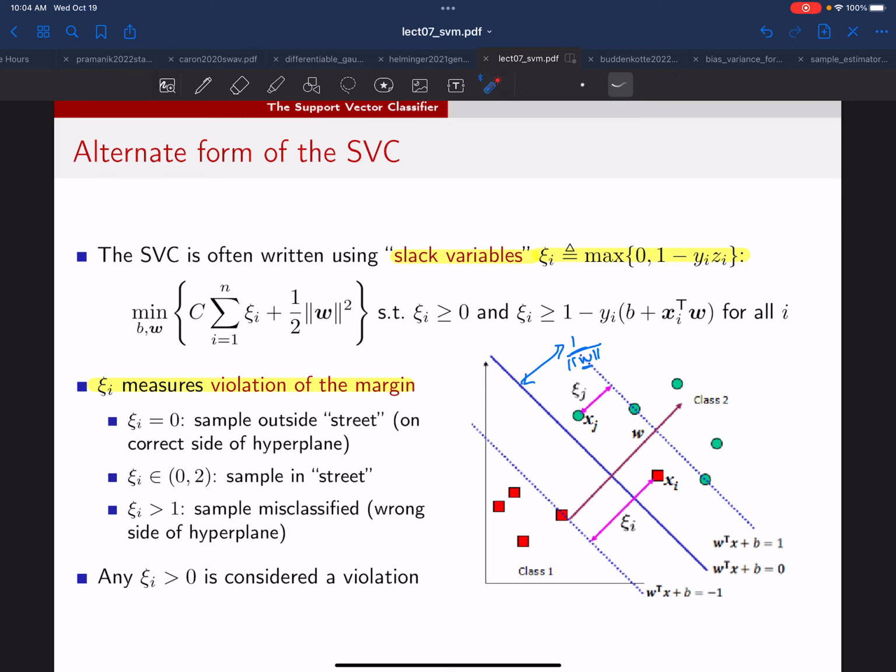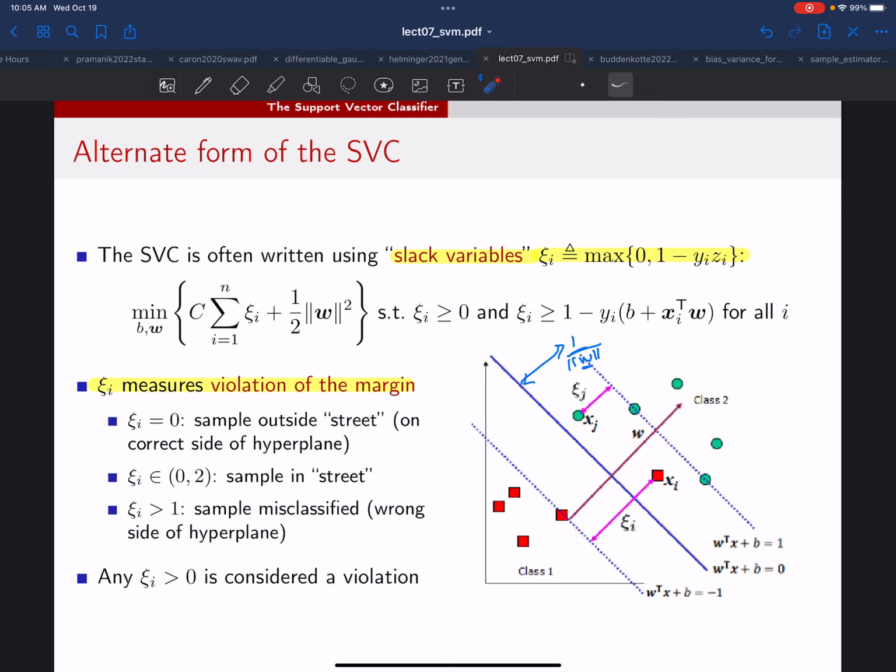So in particular, when xi i equals 0, that is when you are not violating the margin. In other words, if we're in the blue class here, these points are on the correct side of the boundary and they're outside the street, so they would have xi i equals 0. The points that are right on the boundary or in the street, or if there's a blue point over here on the wrong side of the street, they would all have positive xi's. And the further they are in the wrong direction, the larger the xi grows.